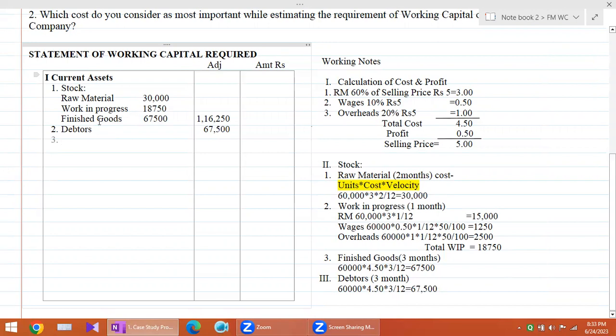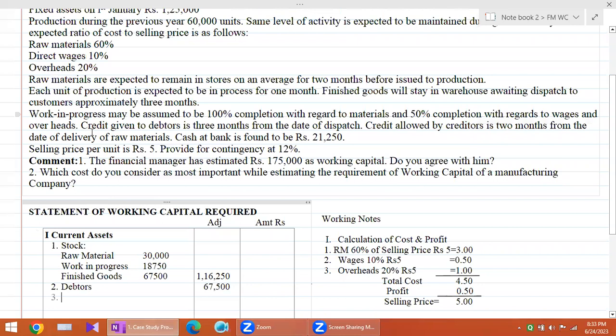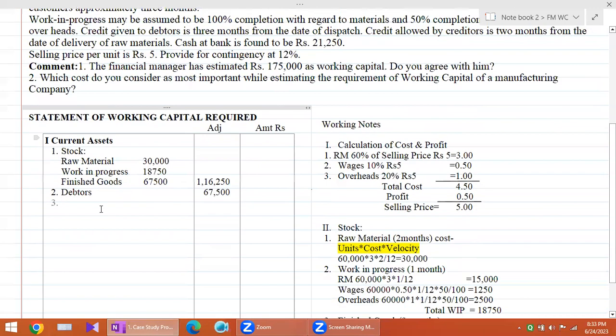That is the third current asset. Next line, let me go through this line. Credit to customers, that is debtors, is done. Credit allowed by creditors, this is a current liability. So velocity given is 2 months. I will take that here afterwards. Okay. And next comes cash at bank. Cash is nothing but a current asset. So the third current asset is cash at bank. How much amount is given? 21,250. So directly I'll take here 21,250 rupees. Okay. And this is also a current asset only.